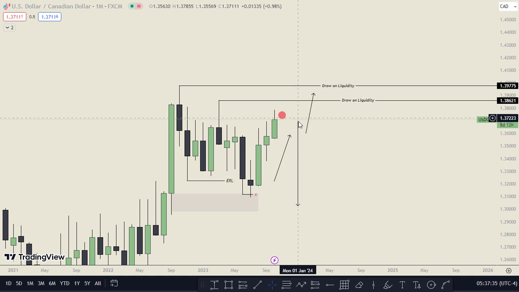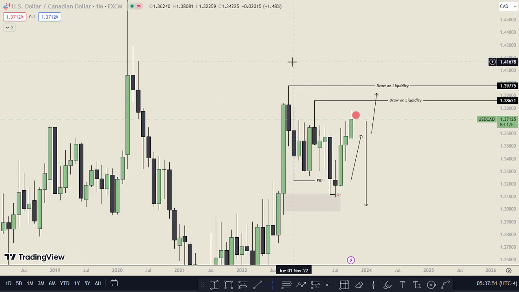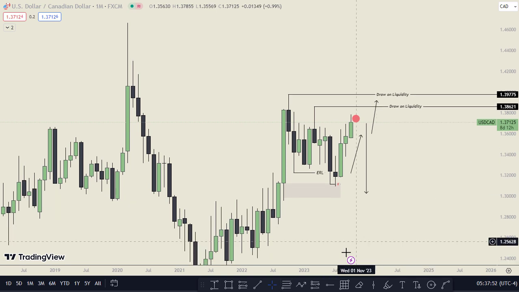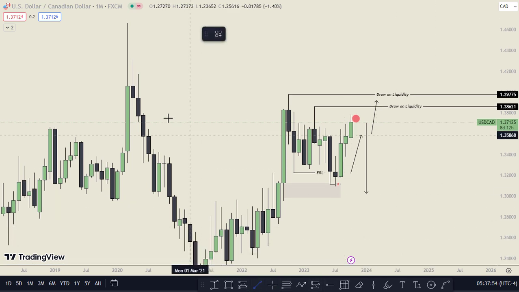Now let's move on. So now let's try to frame a move to the upside. Can we do that? Do we have a reason to go to the upside? Yes. Why? We have this major pool of liquidity right here. We have also this pool of liquidity, and we have also this rejection block right here.